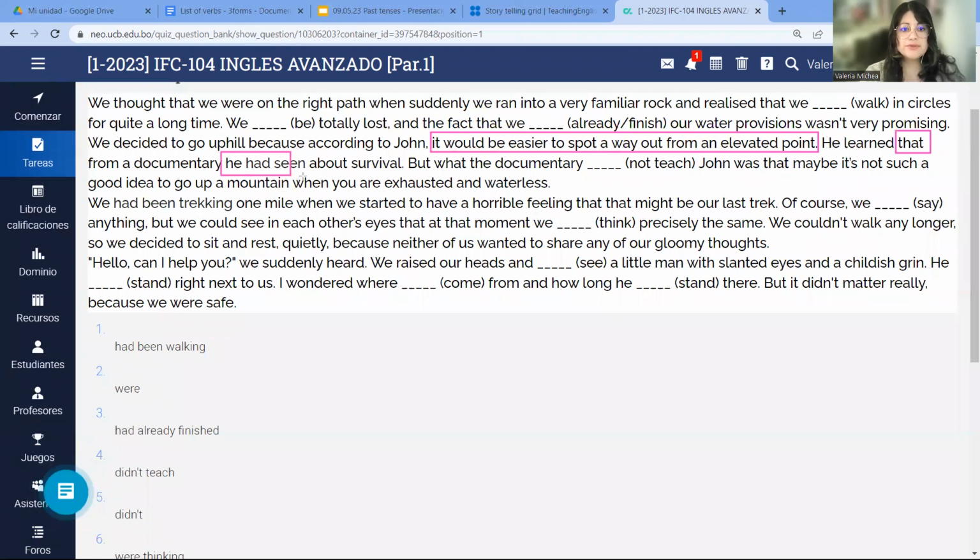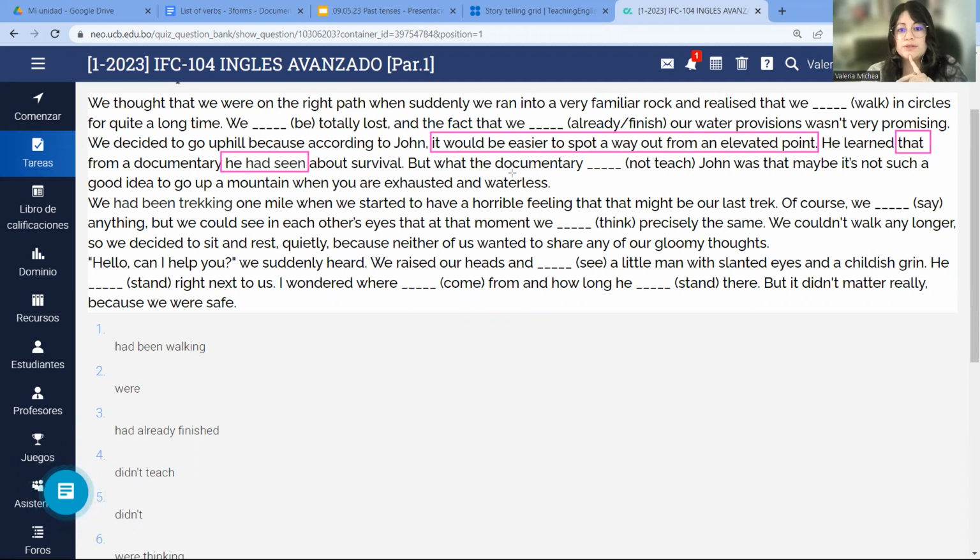Right, so here we are using the past perfect simple because that's an action that happened before this action that we are narrating in this moment. So we decided, that's what happened now, and he had seen a documentary at another point in the past, right? So before we decided, he had seen the documentary. That's why we decided to go uphill, all right? Past perfect simple.